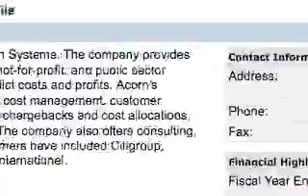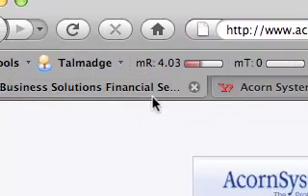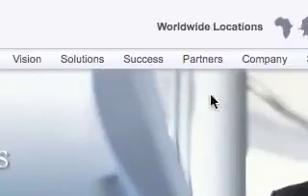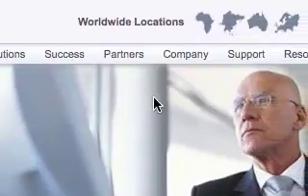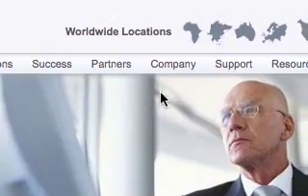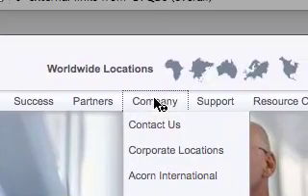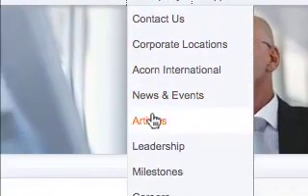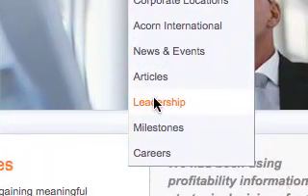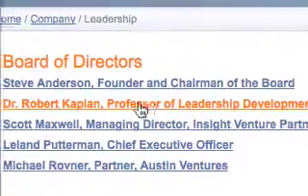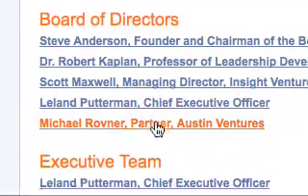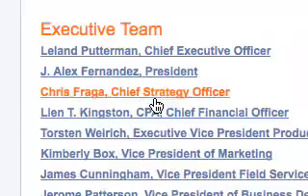product development. The place where we can find a lot of information about this company is under the Company tab. If you're going to be doing this manually, you're going to be perusing these websites pretty tightly. We would go into the Company page, and we would look for leadership or something like that. And you can see that this is exactly what we're looking for. A board of directors, and then an executive team.